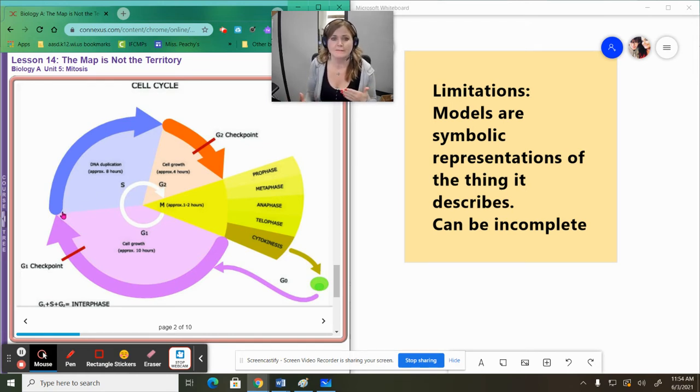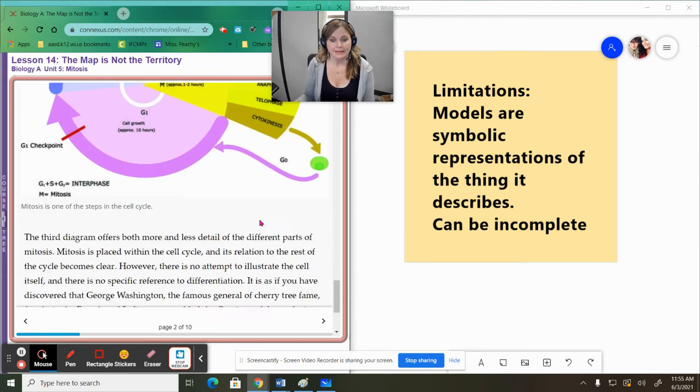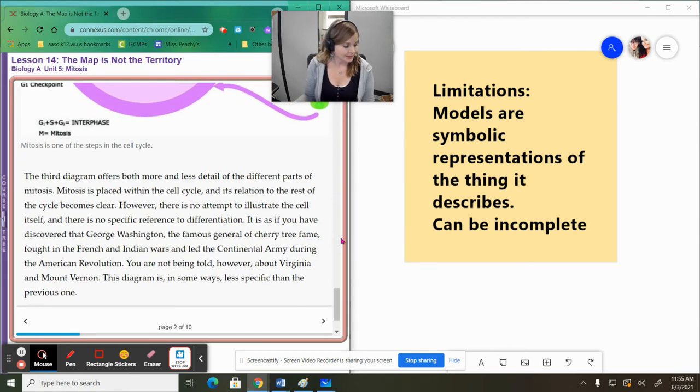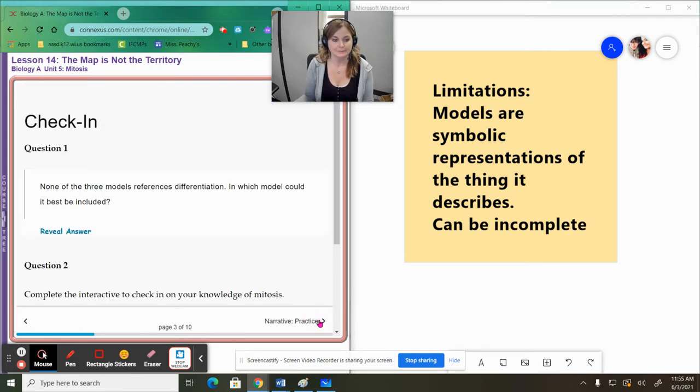Again, none of them are giving us the entire complete picture. Even if you put all 3 of them together, it's not the complete picture, but each one focuses on a different part of it in order to give us a better understanding of what's going on. But again, it can leave out information. So a model has limitations, and that's the first part of this lesson.